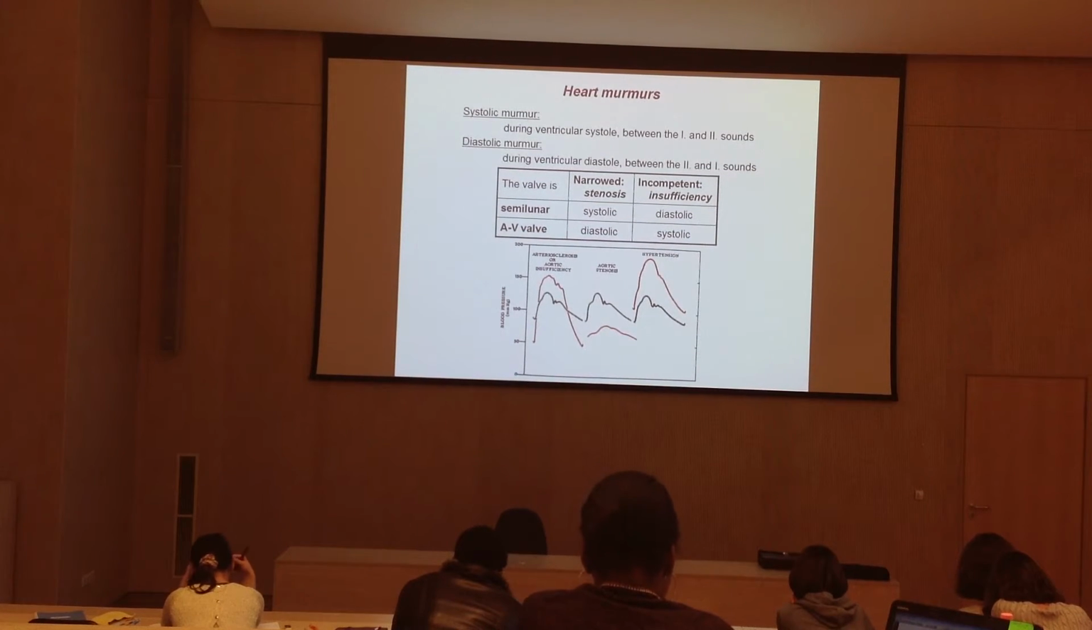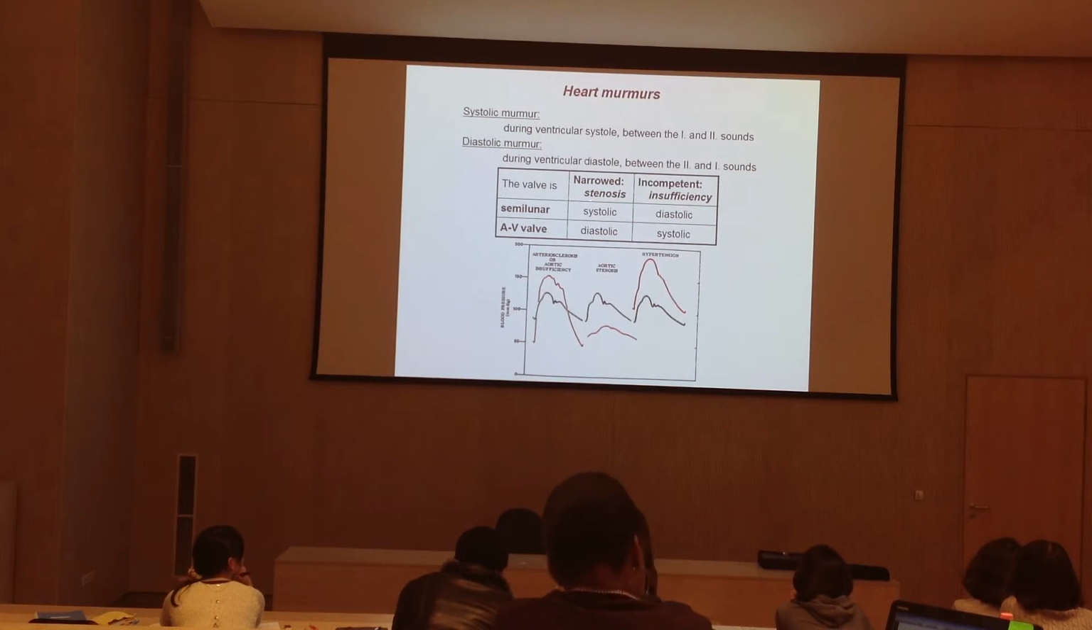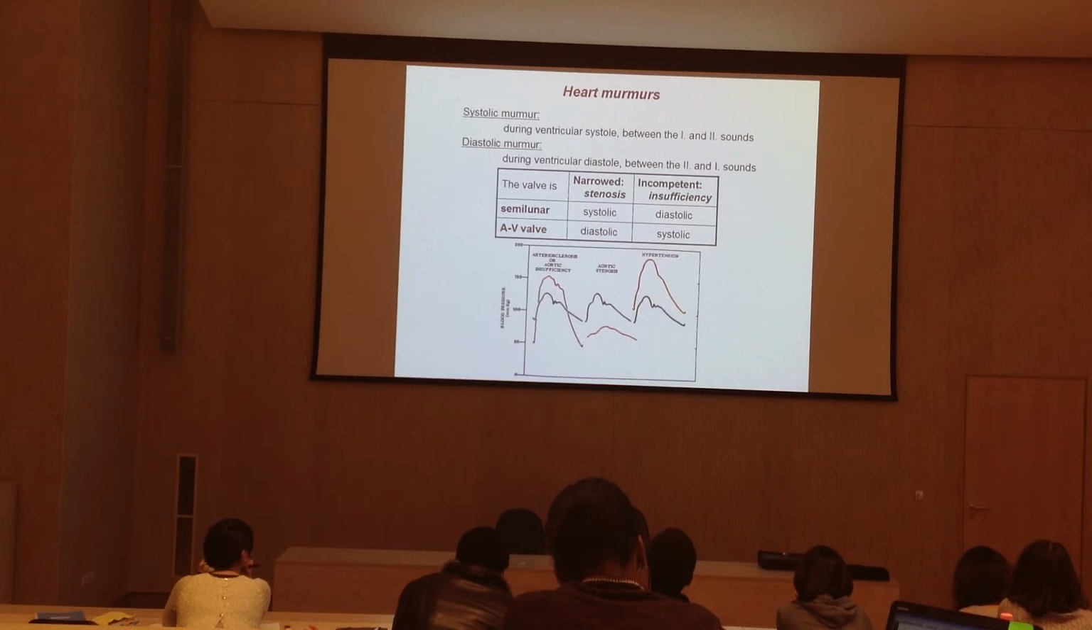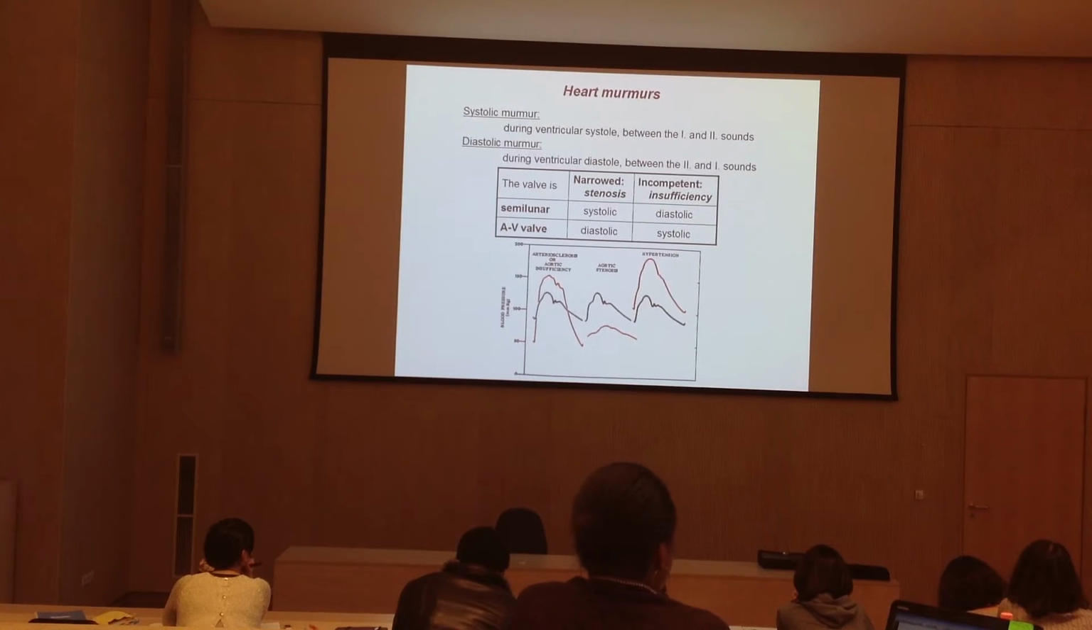And this systolic murmur at the aortic valve results in systolic murmurs during the systole, because it is much more difficult to eject the blood. What is the consequence of this narrow stenosis?